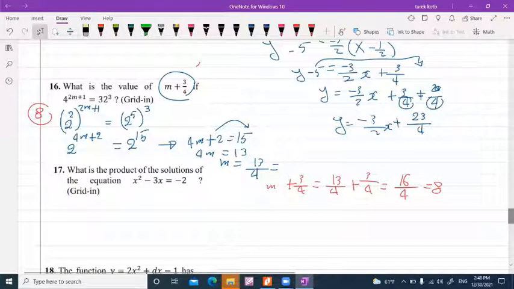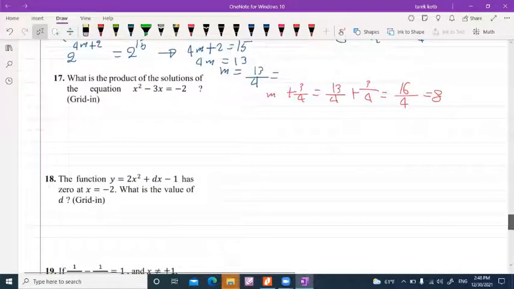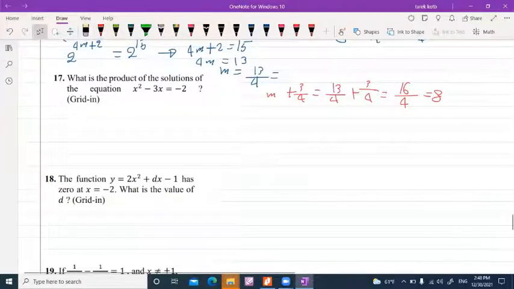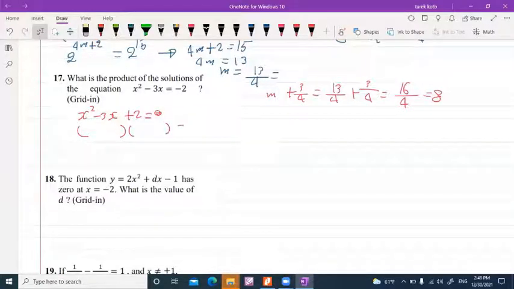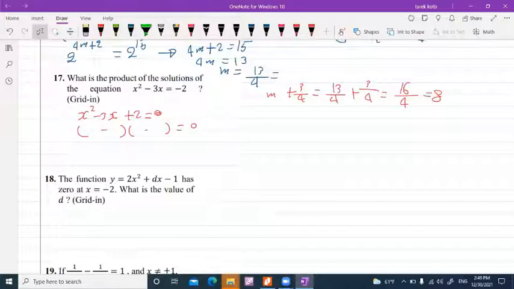Number 17. What's the product of the solutions of the equation? This is a quadratic equation. We can solve it by factorization. So it will be x squared minus 3x, rearrange it, plus 2 equals 0, to make it a zero equation. It is factorizable. Since this is positive, the two signs will be the same as the middle one. This is x times x, and 2 will be 2 times 1 because the sum is 3.